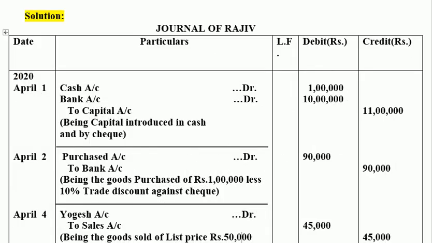So the journal entry will be purchase account debit 90,000 to bank account 90,000, being goods purchased worth rupees 1 lakh less 10% trade discount against check. Got it? So 1 lakh minus 10% of 1 lakh, that is 10,000. The amount will be 90,000.